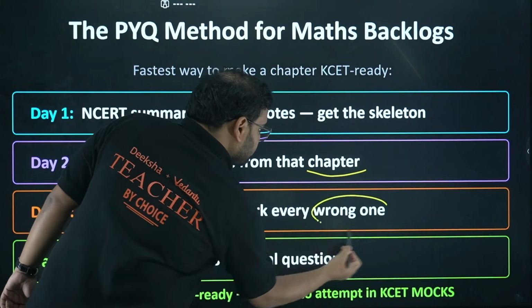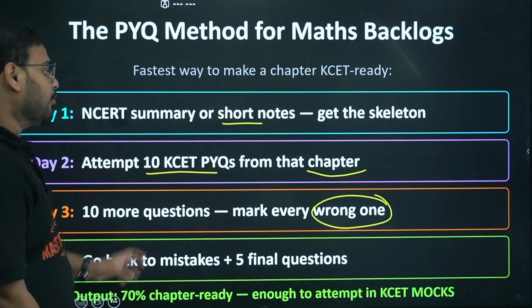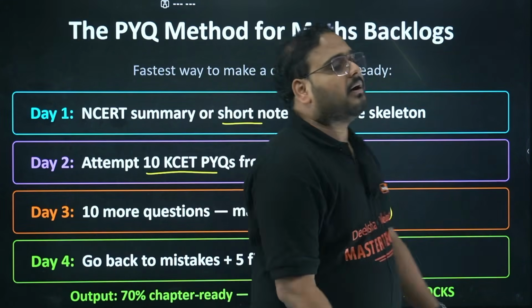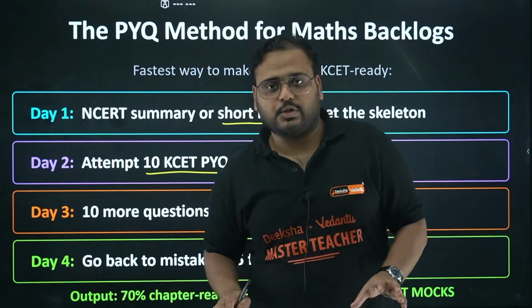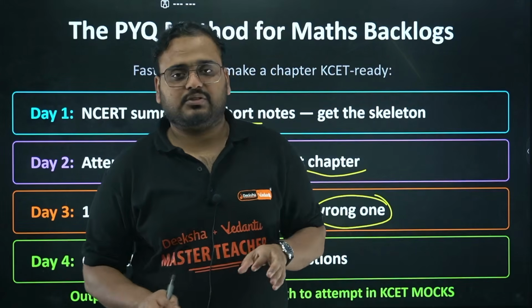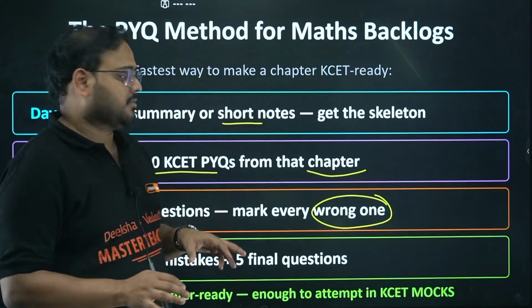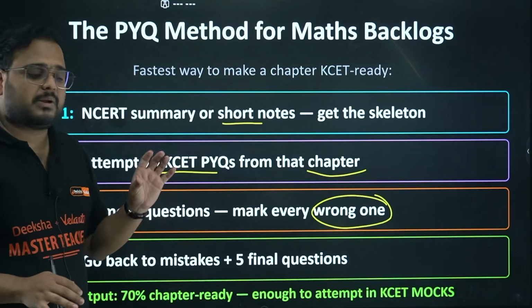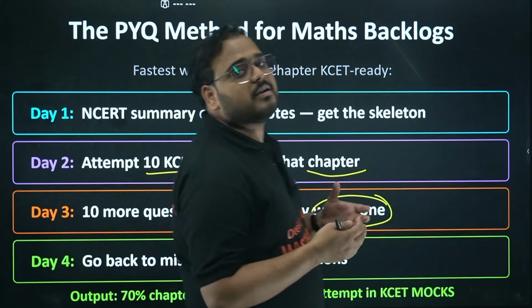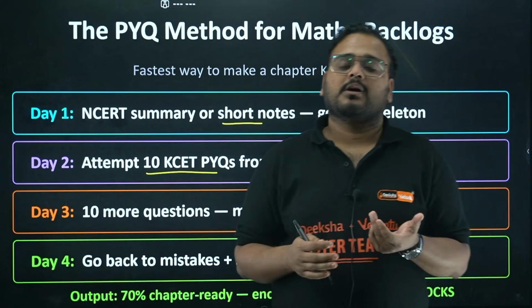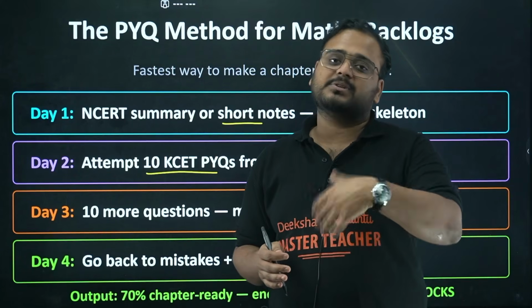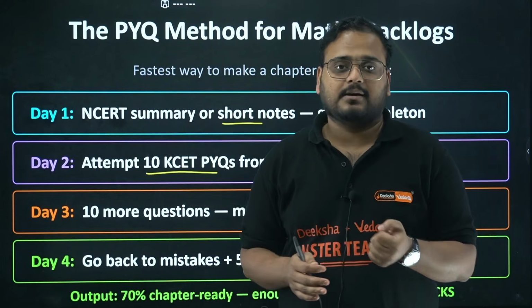Mark every wrong one. Basically, let's say I took 10 extra questions which are not PYQs, they can be a similar type of question, and whatever you have made a mistake in, make sure that you mark those questions. So that becomes your mistake list or error questions list. You can revise them so as not to repeat those mistakes again.